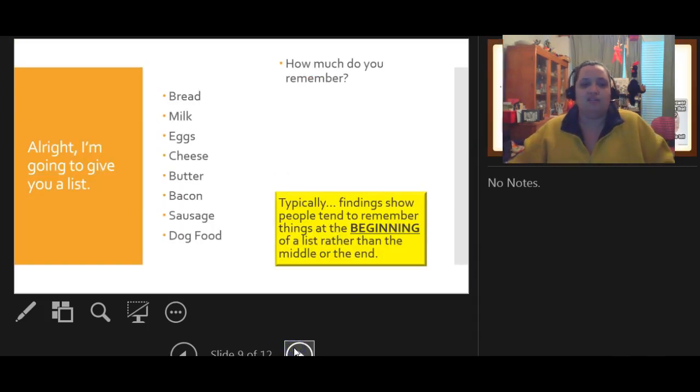All right, this is not something I taught in class, but it's kind of interesting, so I thought I'd throw it in. When you look at a list, you tend to remember the things at the beginning of the list more than the middle or the end. So one of the things I often suggest to students is to make a list of what you need to know and make sure to put the things you're least familiar with at the front, because you're more likely to remember that as you go.